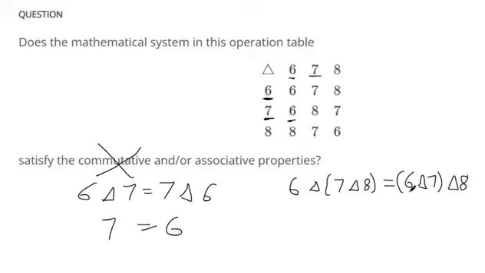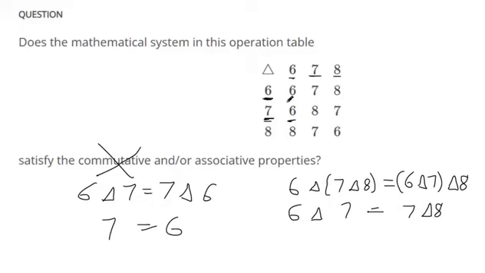Okay, so to check that, you have to do parentheses first, just like we do everything in math, because the whole point of a parentheses is to emphasize that this has to happen first. So 7 triangle 8, 7 on the row, 8 on the column, that matches up with the number 7. 6 on the row, 7 on the column, that matches up with 7. Oh, it doesn't look good for the associative property, right?